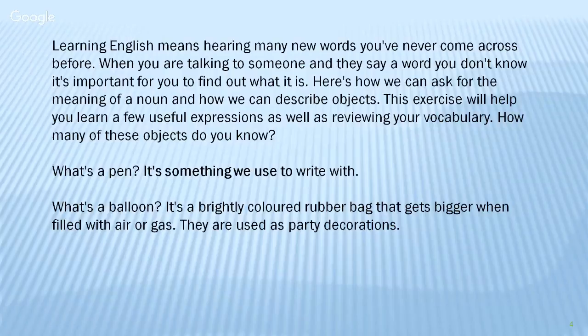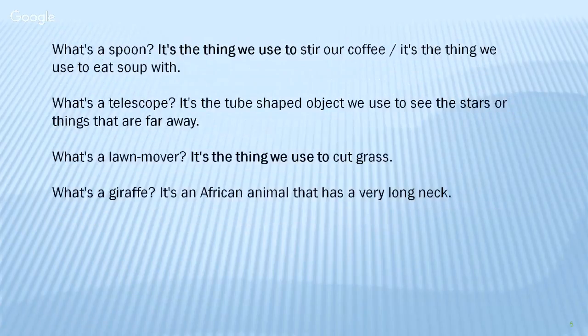What's a balloon? It's a brightly colored rubber bag that gets bigger when filled with air or gas. They're used as party decorations. So it's a little more in detail. So now the balloon has been explained a little more neatly. So someone who has not seen a balloon gets a bit of an idea. What's a spoon? It's a thing we use to stir our coffee. It's a thing we use to eat soup with. So we use it to stir coffee or to drink soup.